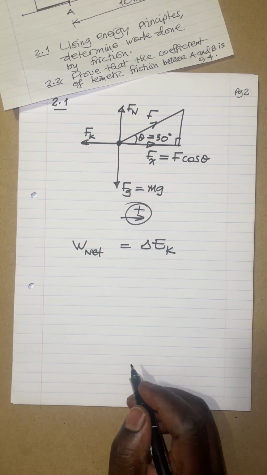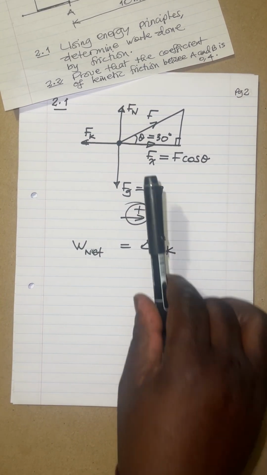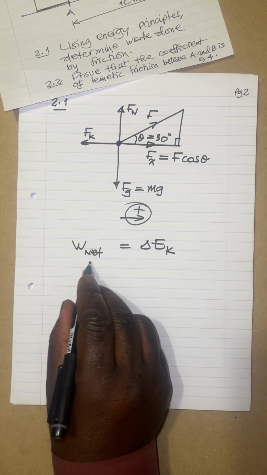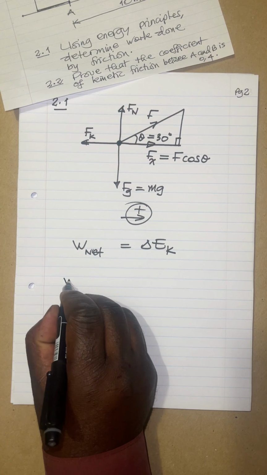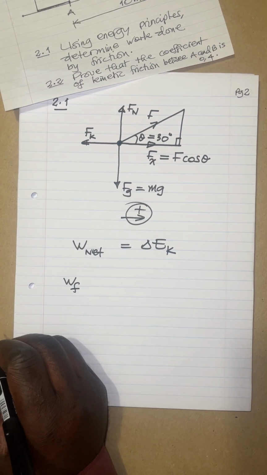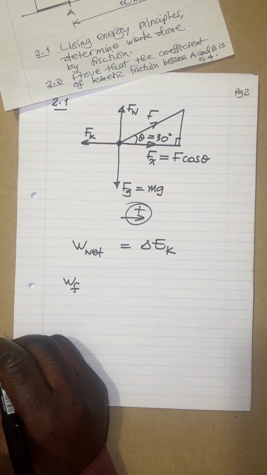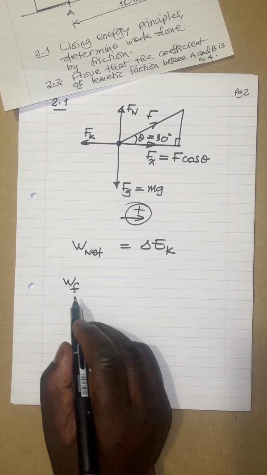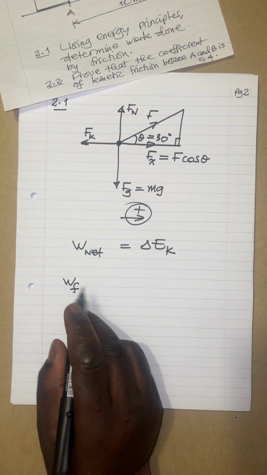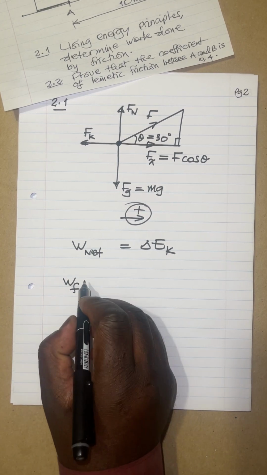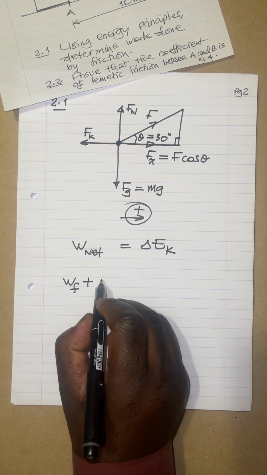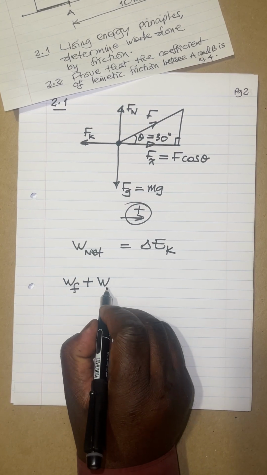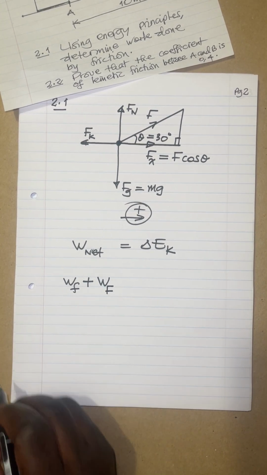Always start from here. We have two forces here, so we are interested in the work done by the frictional force. Remember, the word net means sum. So the work done by the frictional force, let me just say Wf. In the first video, I used other symbols, whatever symbol you want to use, as long as you know that this is the work done by the frictional force. Net means we are supposed to add, and this is going to be plus the work done by the applied force, let's just call it F.